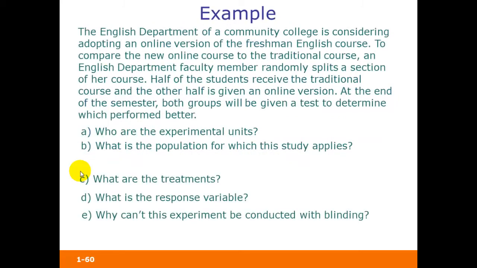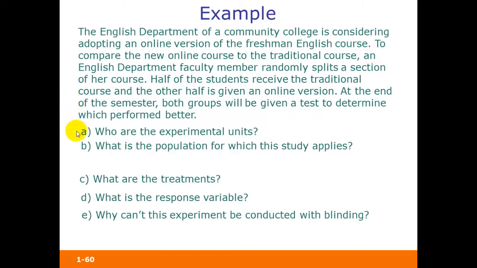Here's an example. The English department of a community college is considering adopting an online version of the freshman English course. To compare the new online course to the traditional course, a faculty member randomly splits a section of her course. Half of the students receive the traditional course and the other half are given an online version. At the end of the semester, both groups will be given a test to determine which performed better.